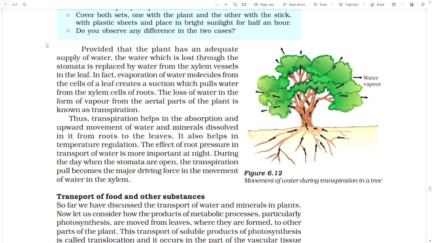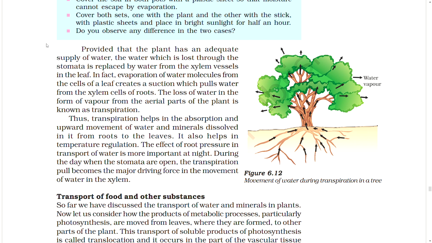Provided that the plant has an adequate supply of water, the water which is lost through the stomata is replaced by water from the xylem vessels in the leaf. In fact, evaporation of water molecules from the cells of a leaf creates a suction which pulls water from the xylem cells of roots. The loss of water in the form of vapor from the aerial parts of the plant is known as transpiration.